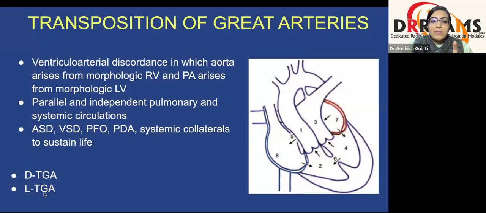And in the last class, we discussed that this TGA can be of two types, DTGA or LTGA, depending on the location of the aorta in relation to the pulmonary artery. If the aorta is on the right side, then it is DTGA. If the aorta is on the left side, it is LTGA.